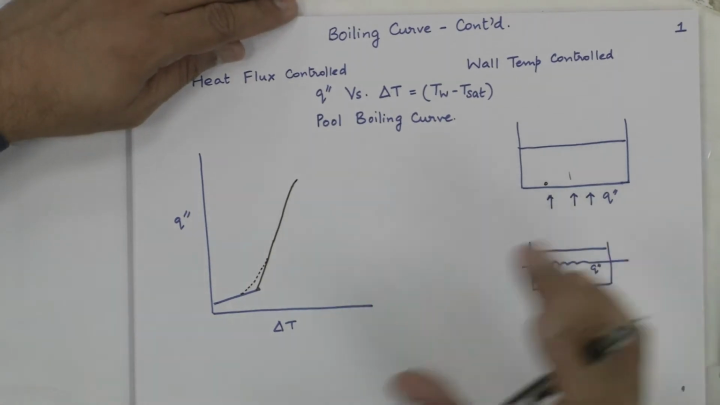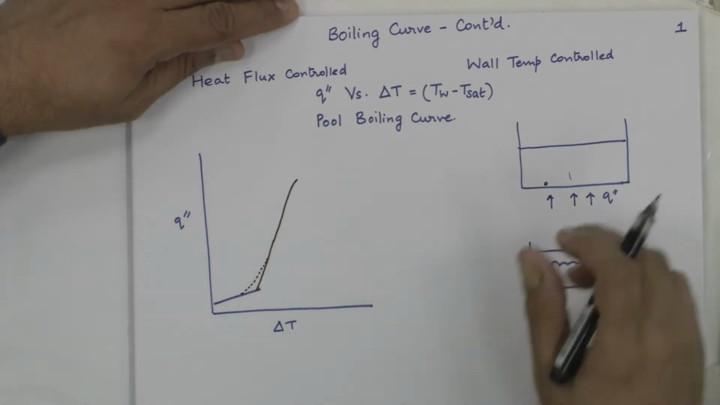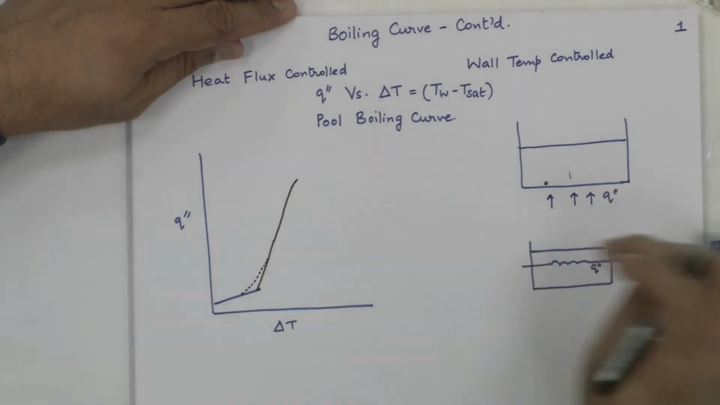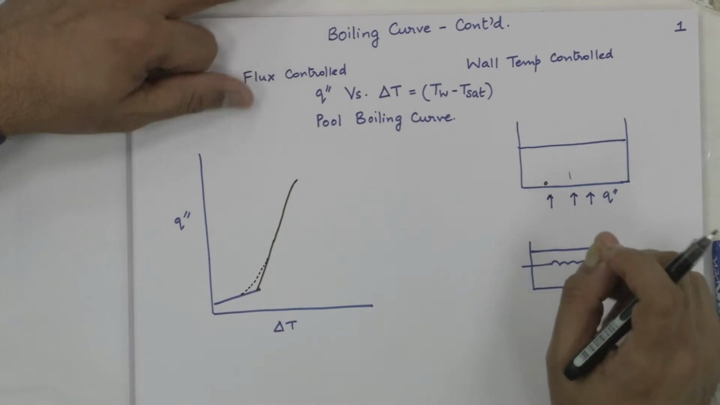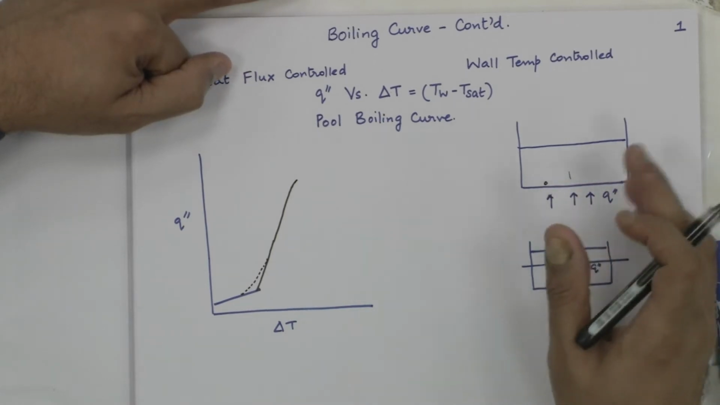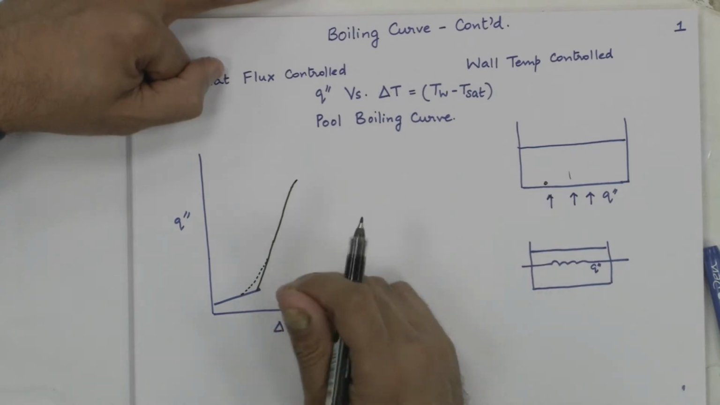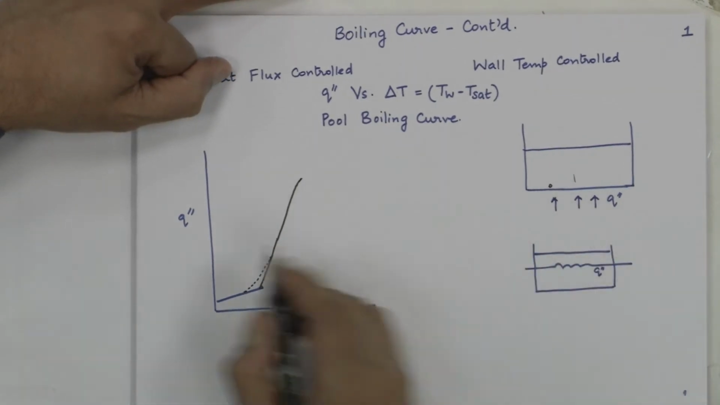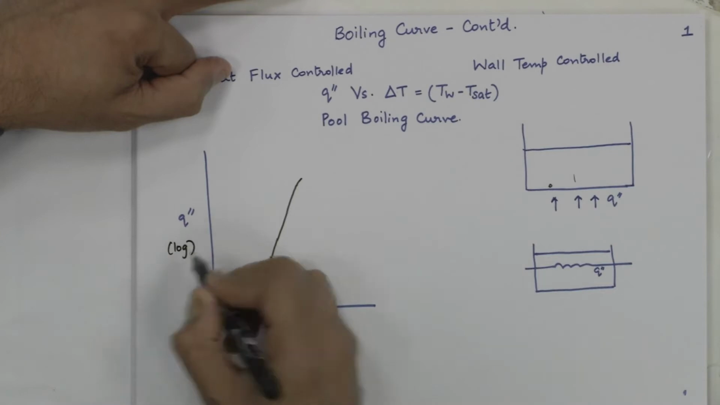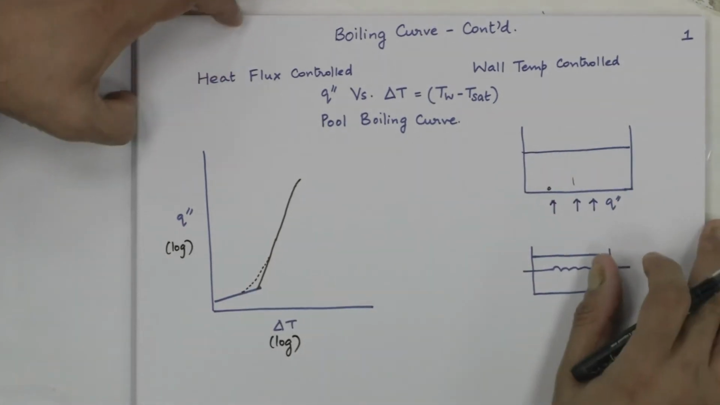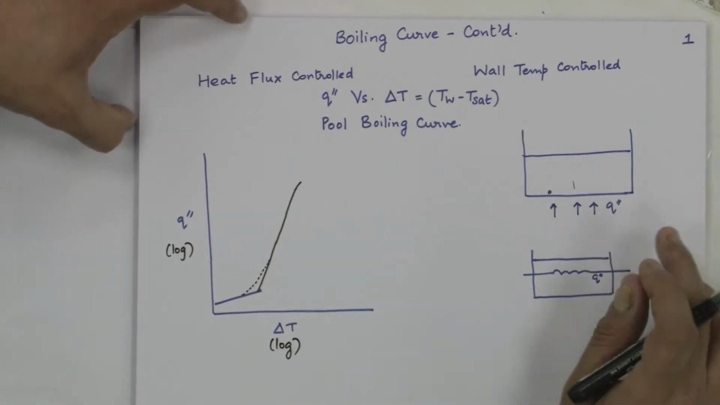This is what is very good about boiling, because with a small change in the heat flux, and small change in the wall temperature, you can achieve this amount of heat removal. And that is why the slope of this curve is almost vertical in the log-log scale. This is a log-log plot. The slope of this curve is such that the index or the heat transfer coefficient is quite high.